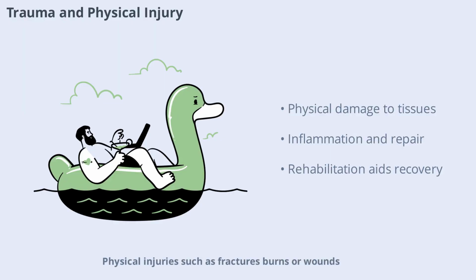Physical injuries, such as fractures, burns, or wounds, disrupt normal tissue structure and function. The body responds with inflammation, repair, and sometimes scarring. The pathophysiology of trauma involves immediate and long-term changes, including shock or organ failure in severe cases. Early intervention and rehabilitation are important for recovery.